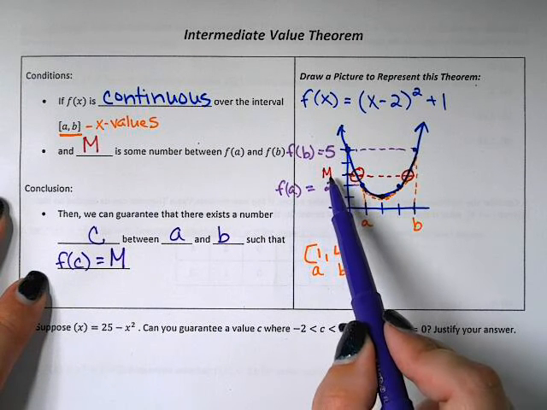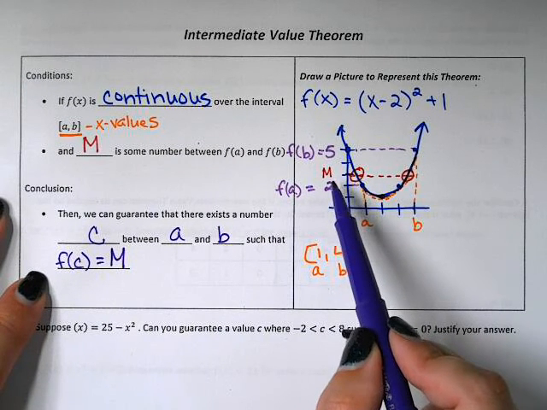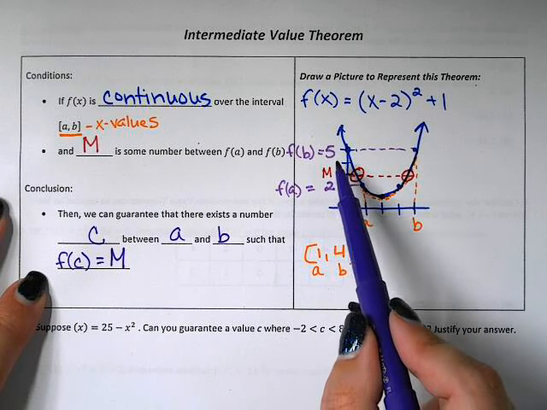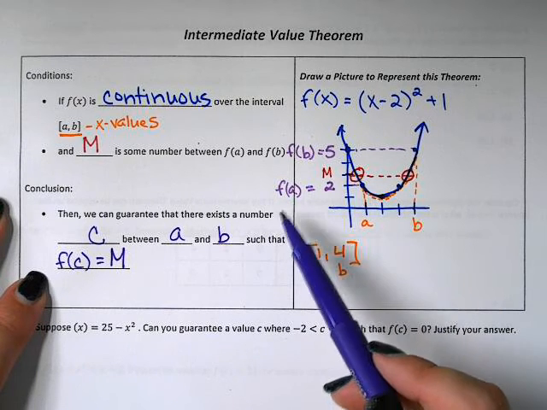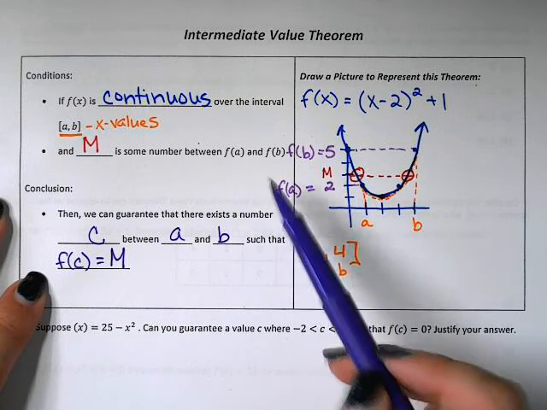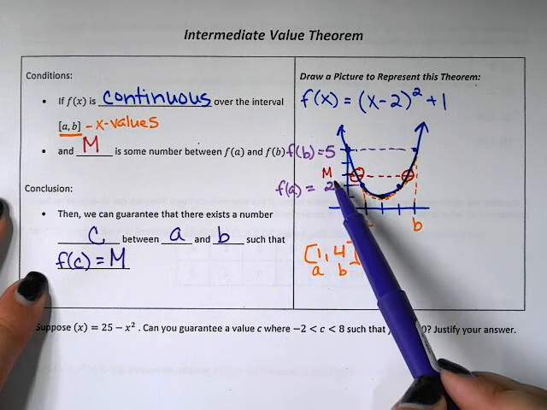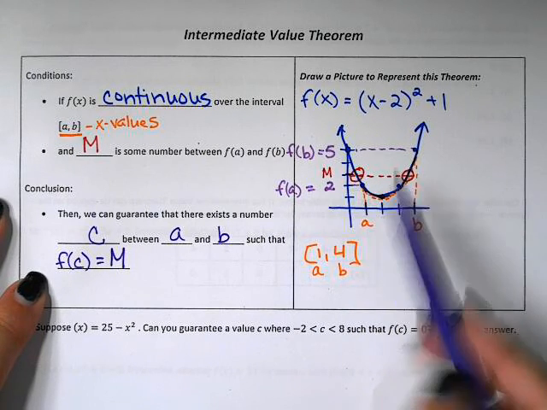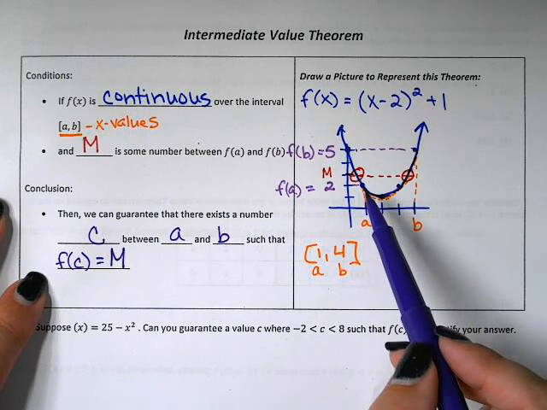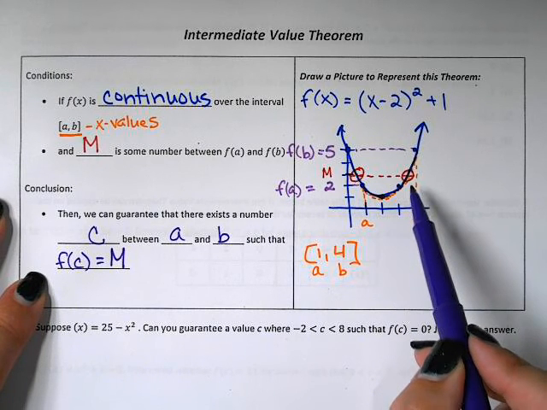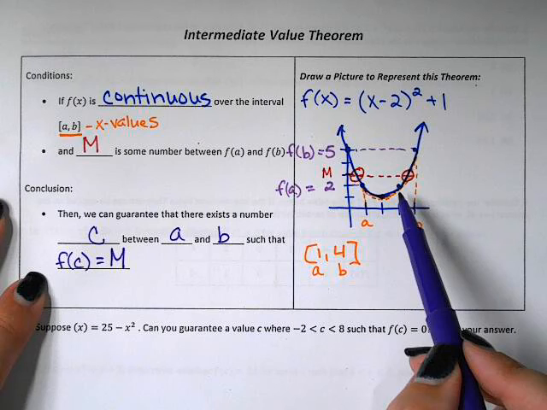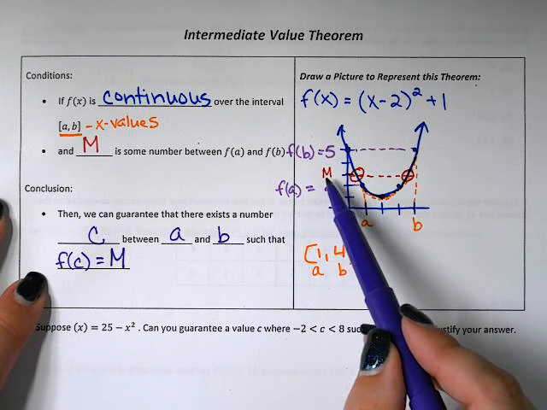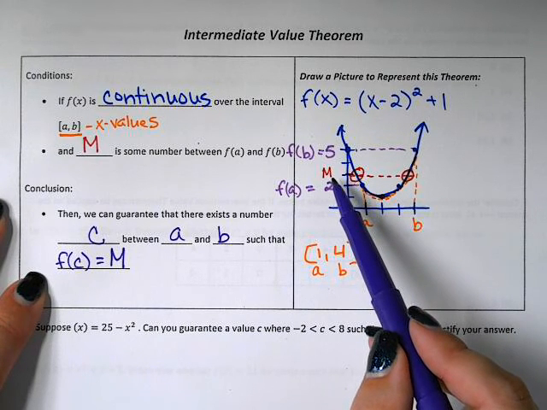Here's M, right? The value of 3 that we picked. That's between 2 and 5. So what the intermediate value theorem tells us then is that because it's continuous and 3 is between 2 and 5, we can guarantee that there is a value on the parabola where y equals 3, excuse me, because that's the M value that we picked.